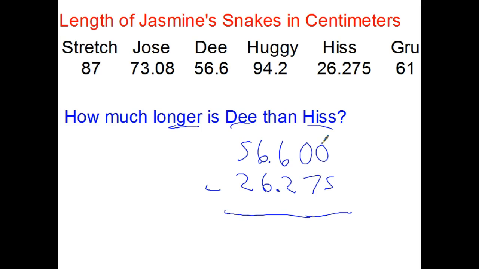0 minus 5 can't do. Can't borrow from your neighbor. Can't borrow from that neighbor. That 0 comes and borrows from the 6, makes him a 5, and he goes to 10. Now the thousandths place comes back and borrows from the hundredths, makes him a 9, and he goes to 10.